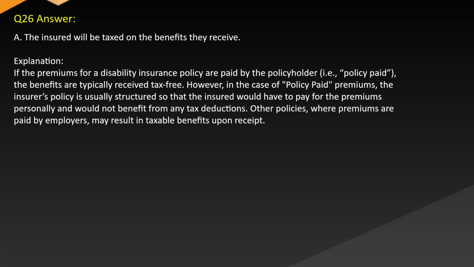Answer: A. The insured will be taxed on the benefits they receive. Explanation: If the premiums for a disability insurance policy are paid by the policyholder, i.e., policy-paid, the benefits are typically received tax-free. However, in the case of policy-paid premiums, the insurer's policy is usually structured so that the insured would have to pay for the premiums personally and would not benefit from any tax deductions. Other policies where premiums are paid by employers may result in taxable benefits upon receipt.